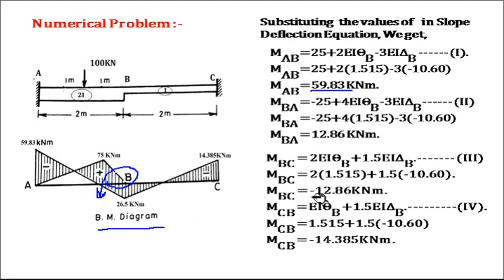Okay. Now for BC, it is acting in clockwise direction. So as it is in clockwise direction, you have to rotate the joint B in clockwise direction. So if you rotate this joint in clockwise direction, it is coming downward, and this value is 12.86. Here it should be 12.86. Okay, and at C it is 14.385. So this you have to consider only for the non-prismatic beam only while drawing the superimposed bending moment diagram.